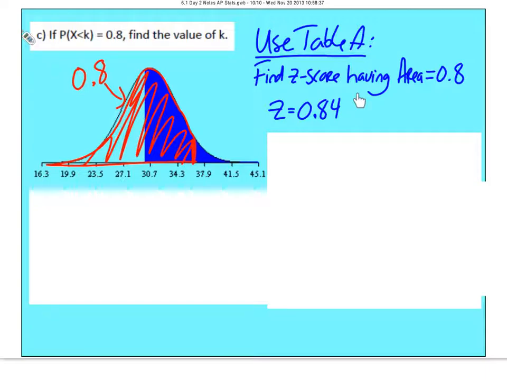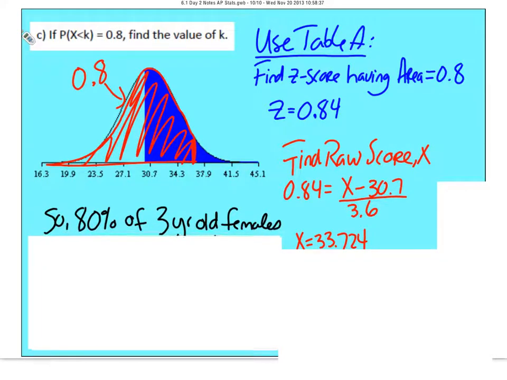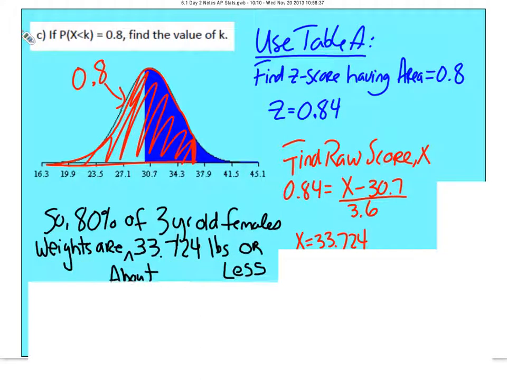Okay, fine. But I want to know the weight of that student. Fine. Let's use the z-score calculation and back into the raw data. So I can find the raw score for x. What I'm going to do is put the z-score here, piece of data minus mean over standard deviation. When you solve for this, you're going to find that the actual score, or the weight, is 33.724 pounds. Okay. So we could make a conclusion, and we could say 80% of 3-year-old females' weights are about 33.72 pounds or less would be a good conclusion.